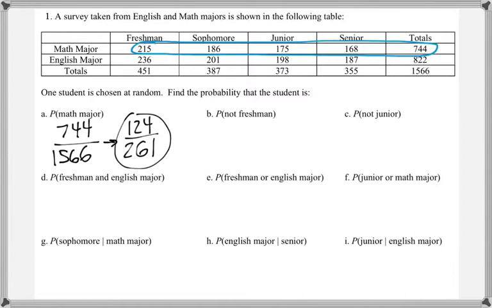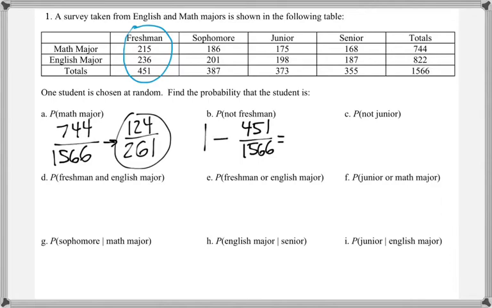Part B is find the probability that the student is not a freshman. So there are 451 freshmen out of 1,566. So not a freshman would be 1 minus this, which is equal to 1,115 over 1,566.